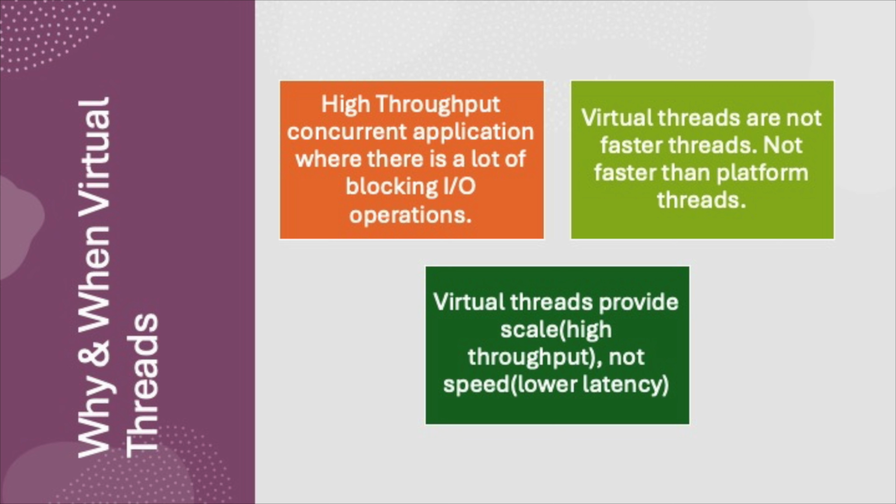And keep in mind, virtual threads are not faster threads. They do not run code any faster than platform threads because they are still using platform threads. Virtual threads will be beneficial when we use them for blocking concurrent applications like reading files, calling HTTP APIs, etc. They exist to provide scale and high throughput, but keep in mind, not speed.